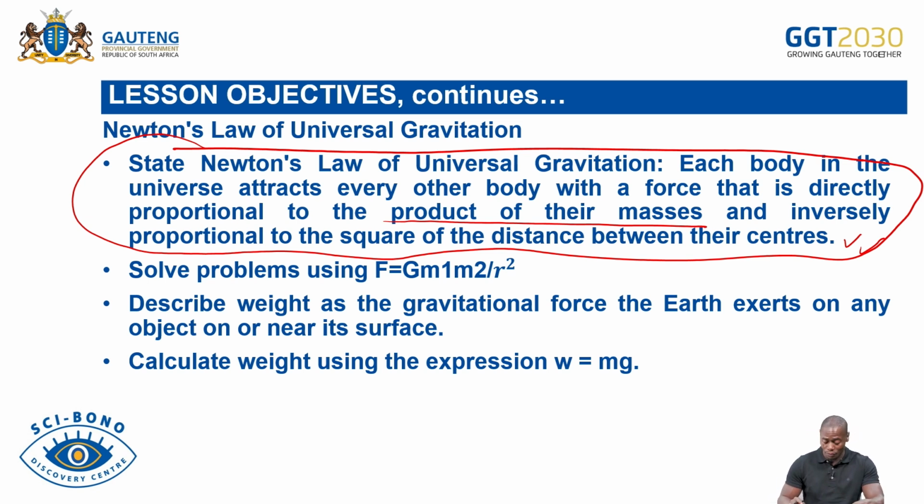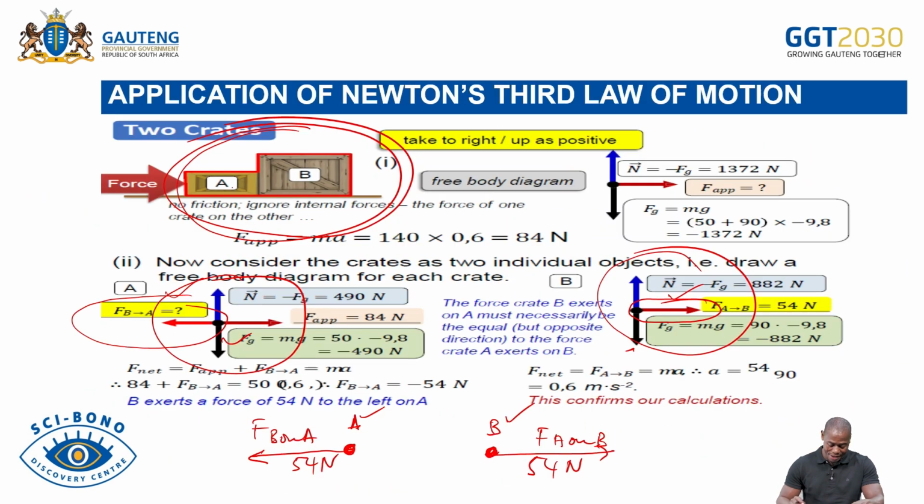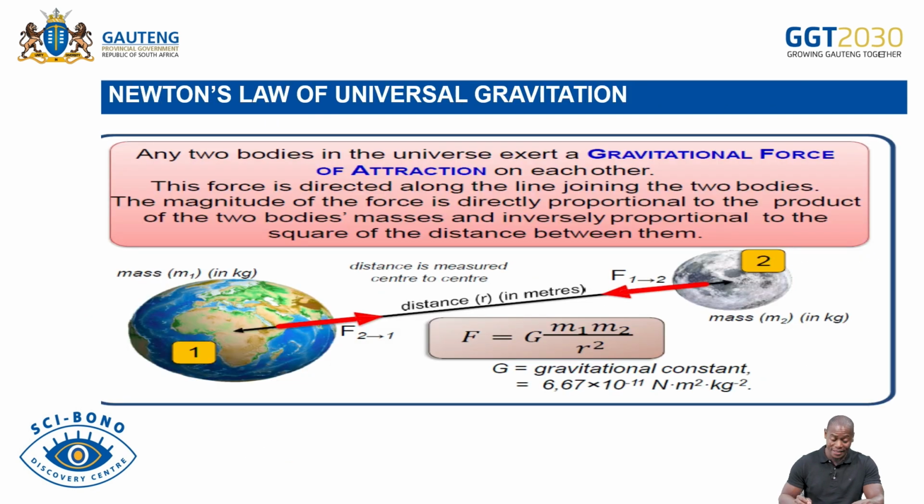So this is how we have to state Newton's law of universal gravitation. Each body in the universe attracts every other body with a force that is directly proportional to the product of their masses, and inversely proportional to the square of the distance between their centers. Then in symbols, F is given by G m1 m2 over r squared, where G is the gravitational constant. It's a constant. So where do we get the constants? From the table of constants in our data sheet, right?